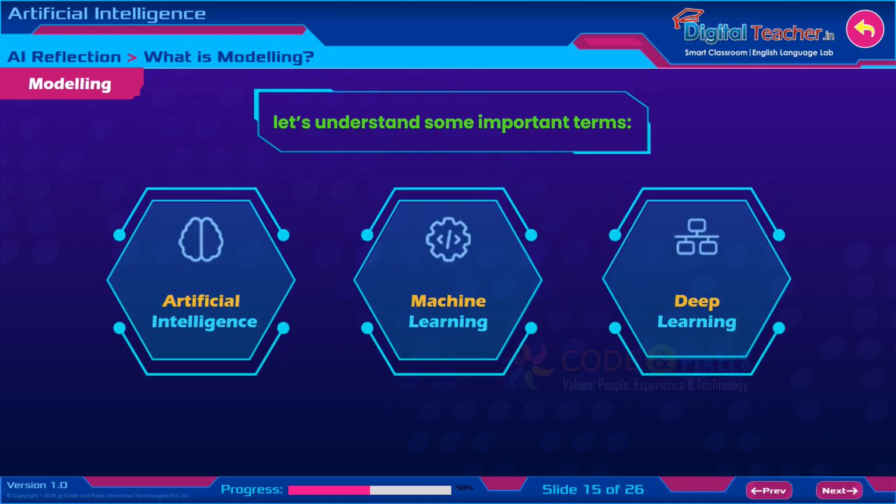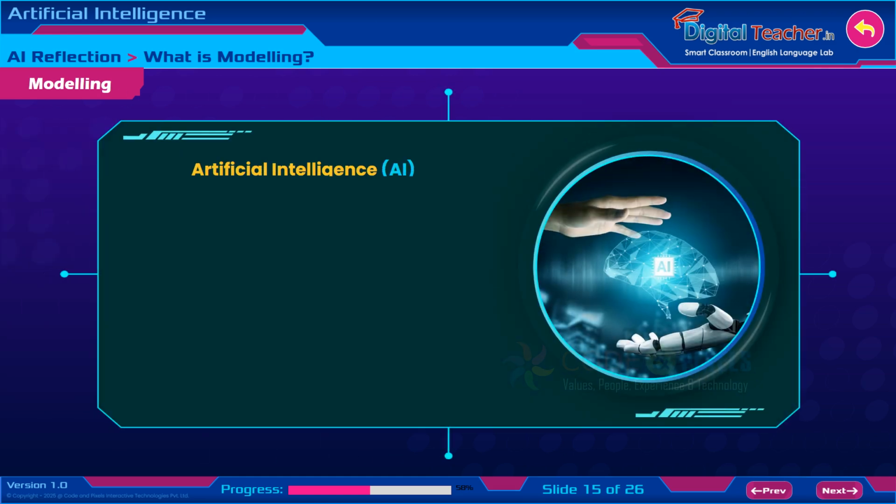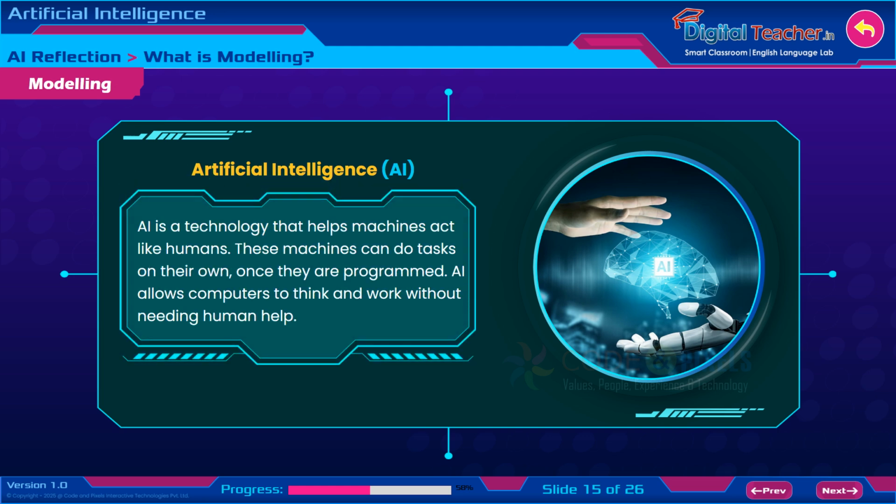Artificial intelligence. Artificial intelligence is a technology that helps machines act like humans. These machines can do tasks on their own once they are programmed. Artificial intelligence allows computers to think and work without needing human help.